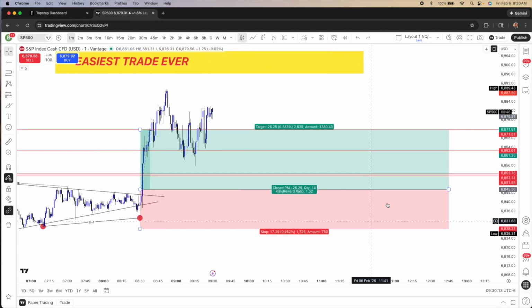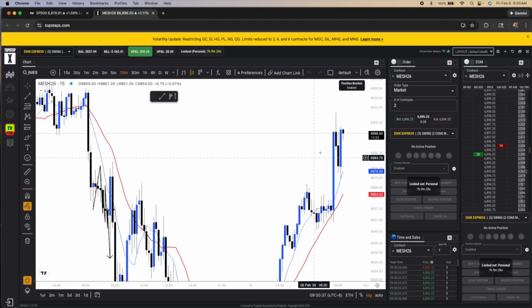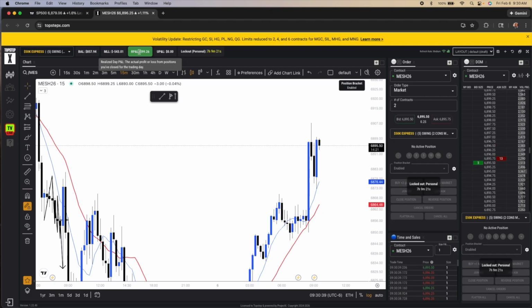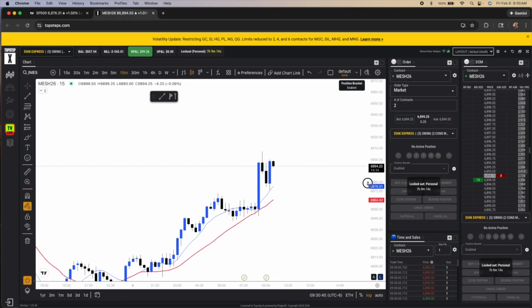I start trailing very tight once I get to $100 in profit, and you can see on my Top Step account I got stopped out for 99, which is pretty much $100. Now I am eligible for another payout on this account.